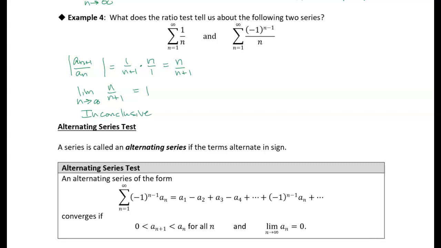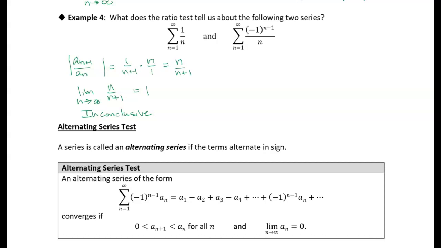And this other series looks very similar, right? It's basically 1 over n, but it's alternating in sign, right? So when n minus 1 is even, then it's positive, and when it's odd, then it's negative. Okay, so it's the same series, only alternating signs.